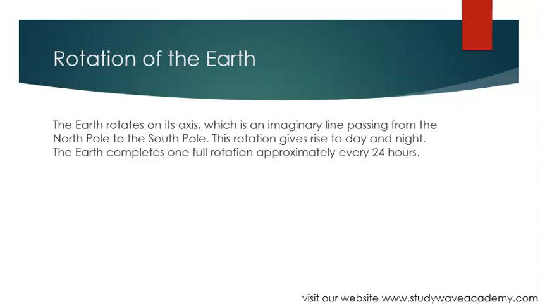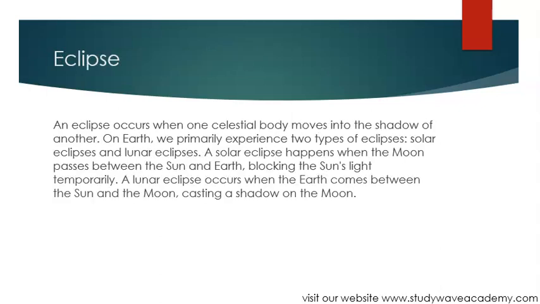So next, we are going to be looking at eclipse. An eclipse occurs when one celestial body moves into the shadow of another. On Earth, we primarily experience 2 types of eclipses: solar eclipses and lunar eclipses. A solar eclipse happens when the moon passes between the sun and Earth, blocking the sunlight temporarily. And a lunar eclipse occurs when the Earth comes between the sun and the moon, casting a shadow on the moon.